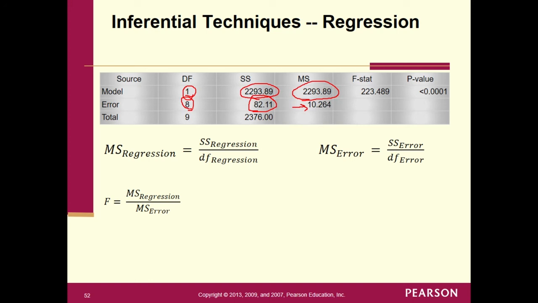And finally, maybe the most important thing is the F stat. What is that? It's this number here, MS for regression, divided by MS for error. So that's how the numbers come about, and then obviously we have a p-value here.